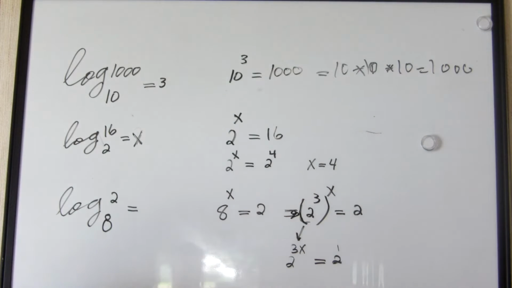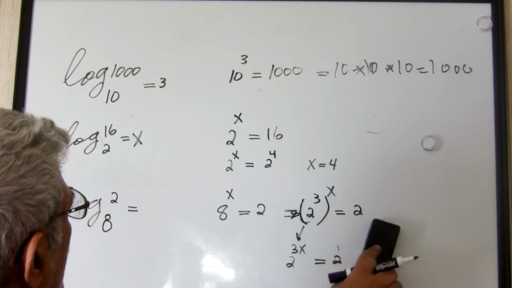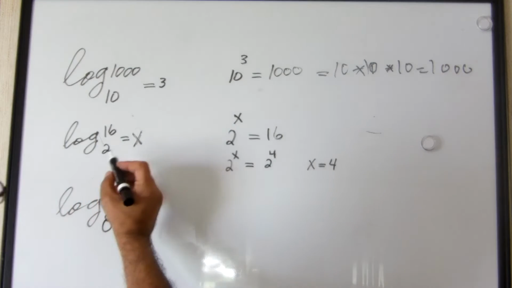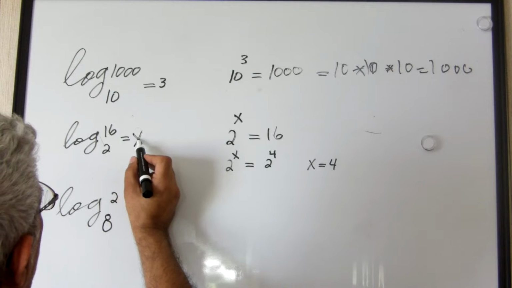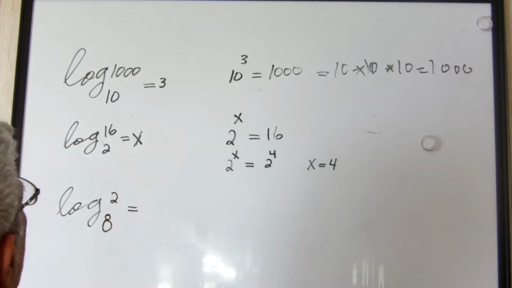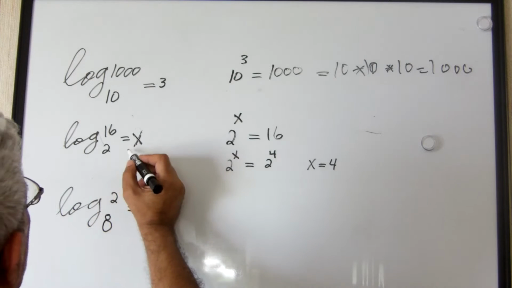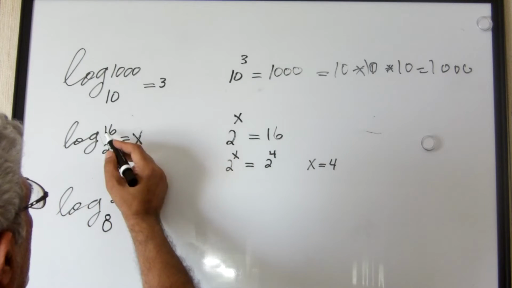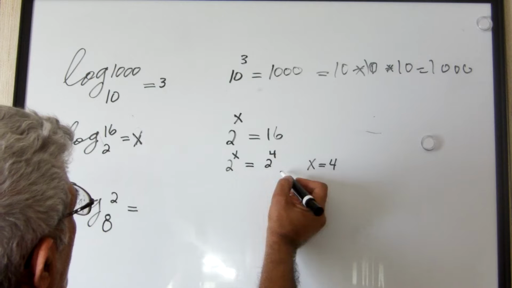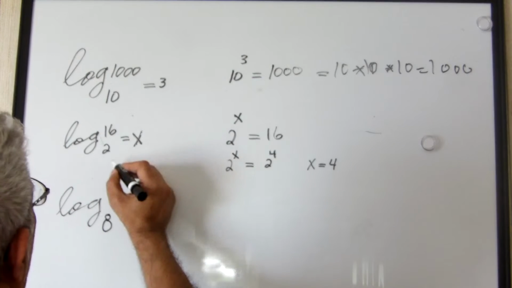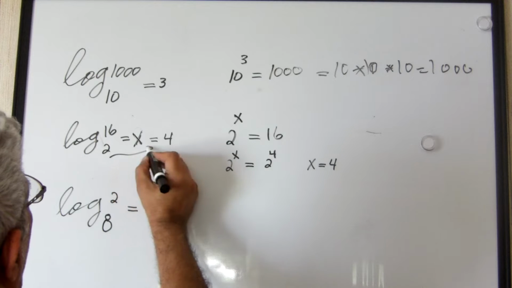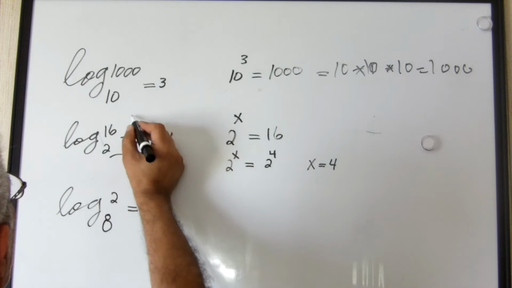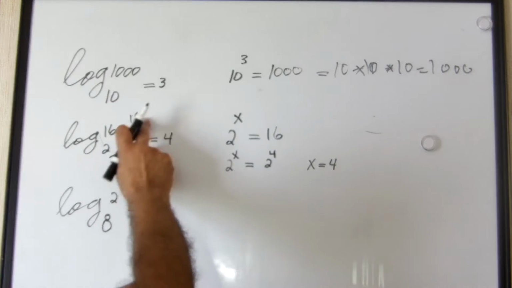So let's just say, one way to find out what it is. Sometimes they ask you what is x, what is the exponent. It's going to be the exponent of this number. We could do it this way to find x. So it's equal to 4. 2 to the power of 4 is equal to 16. Okay?